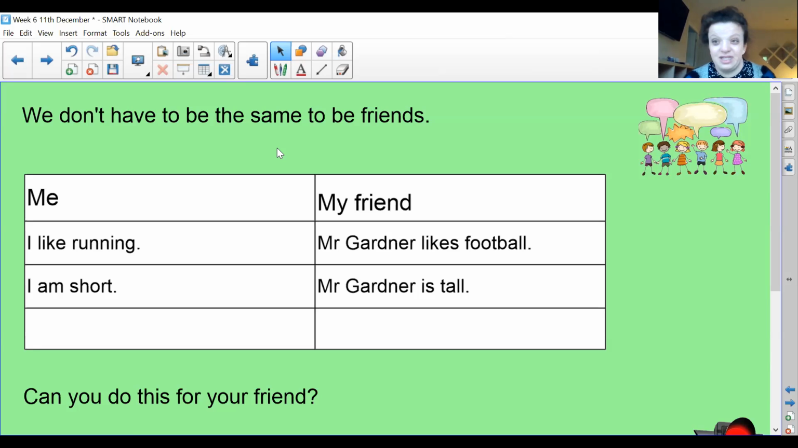And I was thinking about me and Mr. Gardner. We're very good friends. We work really hard together. But I like running and he likes football. I am short and he is tall. So I was thinking about the things that make us different, but it doesn't matter because we're still friends.